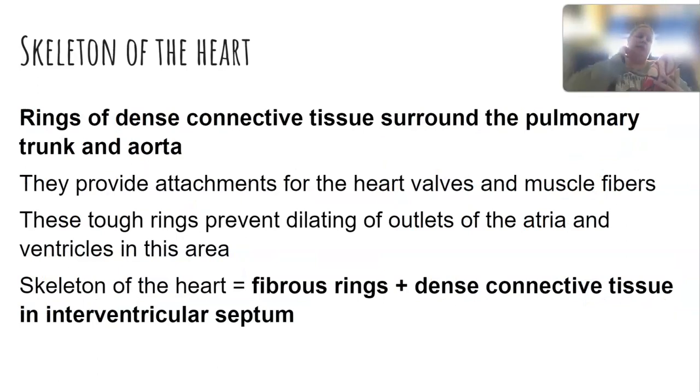So we're going to talk about the skeleton. Your heart has no bones in it, so there's no true skeleton. But it is a ring of dense connective tissue that surrounds your pulmonary trunk and aorta. You can't really see it on the model, so I'm going to put the model down. They provide attachments for the heart valves and muscle fibers. These are tough rings that prevent dilating of the outlets of the atria and the ventricles in this area. The skeleton of the heart is the fibrous rings plus the dense connective tissue and the interventricular septum.